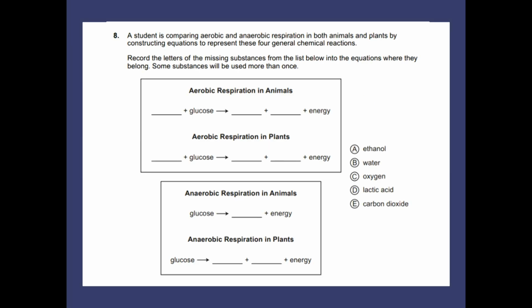All right, a student is comparing aerobic and anaerobic respiration in both animals and plants by constructing equations to represent these 4 general chemical reactions. Record the letters of the missing substances from the list below into the equations where they belong. Substances will be used more than once. Okay, so let's look at this first one. For this, I like C, B, E, and then let's see if that makes sense.